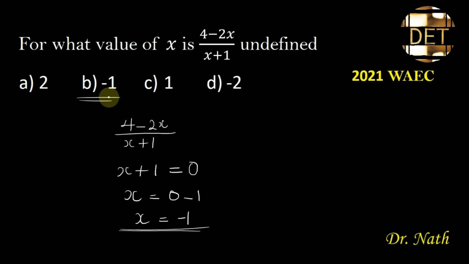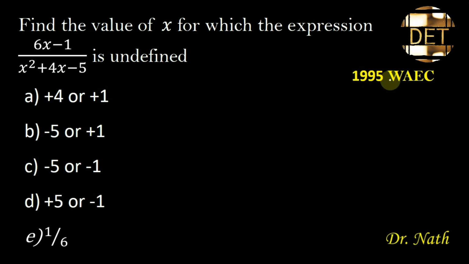Okay, then the other question that we have here is a 1995 WAEC question. Find the value of x for which the expression 6x minus 1 all over x squared plus 4x minus 5 is undefined. So we're looking for the value of x for which this expression is undefined, and these are the options.